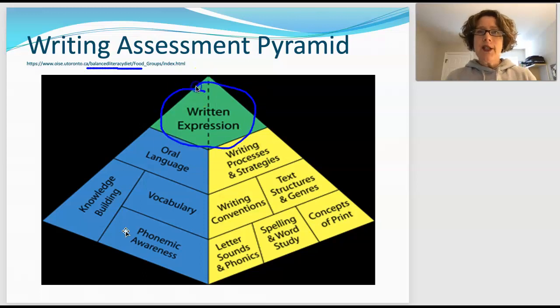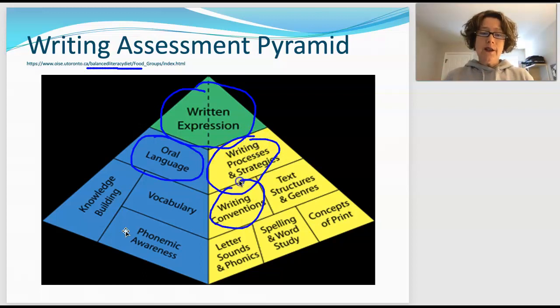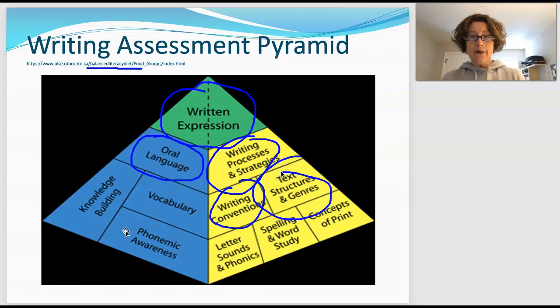Again, written expression is at the top. Can you actually write some things and express your ideas so that what you are trying to get across, you can actually get across? Again, the whole concept of oral language. Can you be efficient and coherent in oral language and then put that into written expression? Again, writing processes, conventions: can you use a capital and a period properly? Again, text structures: if you're writing a poem versus a paragraph, you know the difference.